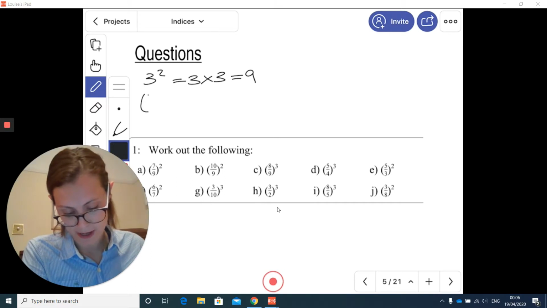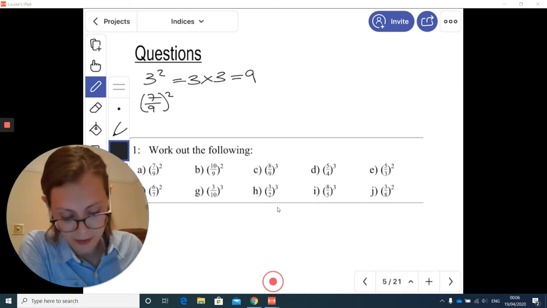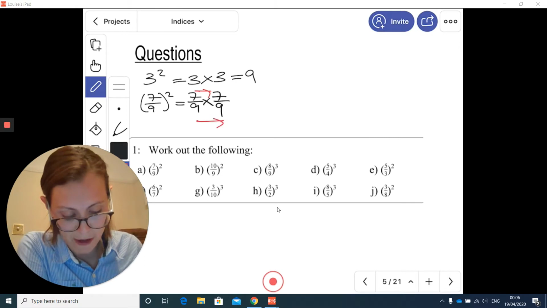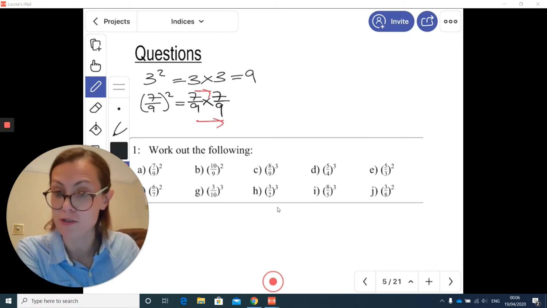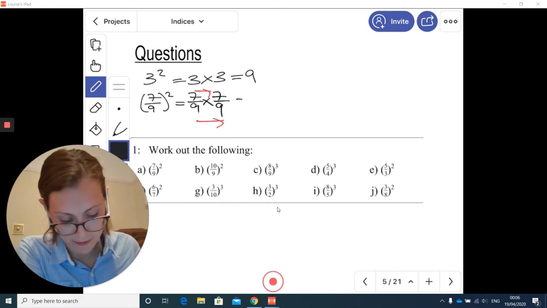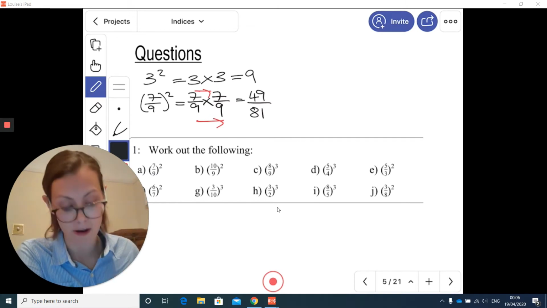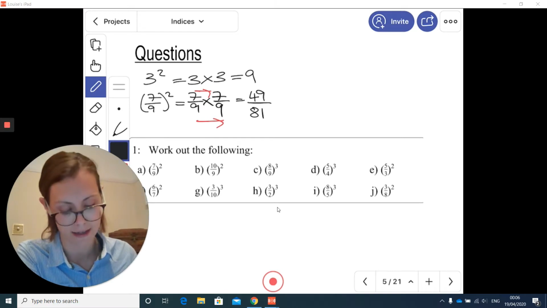So this first question, if I had 7 over 9, somebody was asking me to square it, that would be the same as 7 over 9 times 7 over 9. Skills check here, when you're multiplying fractions, we just multiply across the top, multiply across the bottom. So this would be 7 times 7, which is 49, and 9 times 9, which is 81. I don't need to worry about having the same denominator. All I care about is multiplying 7 and 7, the numerators, and multiplying the denominators, 9 and 9, 81.